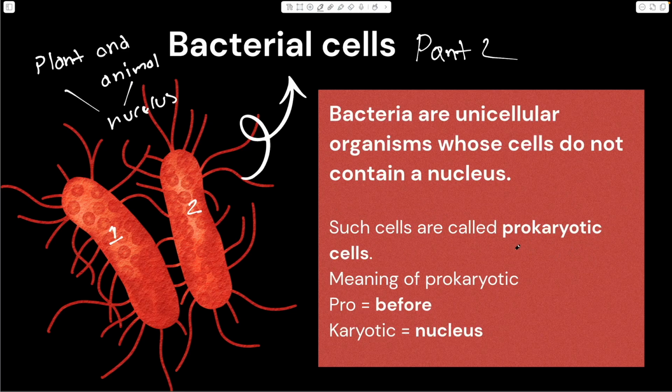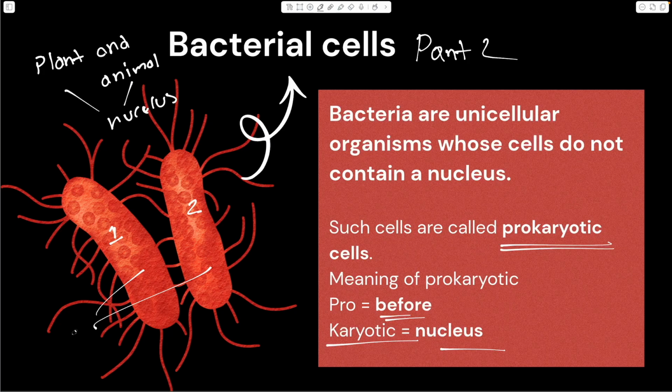What does prokaryotic actually mean? Pro means before and karyotic means nucleus, so before nucleus. These are the ancient cells. By the way, there are two types of cells, prokaryote and eukaryote. Prokaryote cells are the ancient cells, like bacterial cells, that don't have any nucleus.